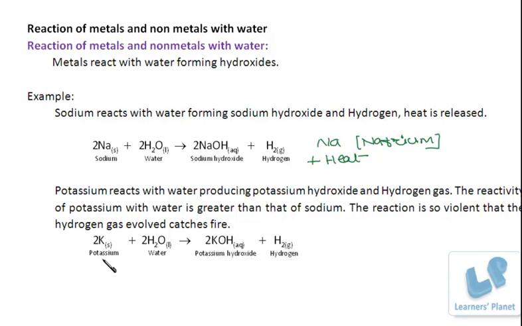In this case, potassium solid reacts with water forming potassium hydroxide. OH is there, that is why it is called hydroxide. Hydrogen gas is released, and a large amount of energy is released in the form of heat. This reaction is so violent that the hydrogen gas evolved catches fire. So the reaction of metals like sodium and potassium with water is exothermic.